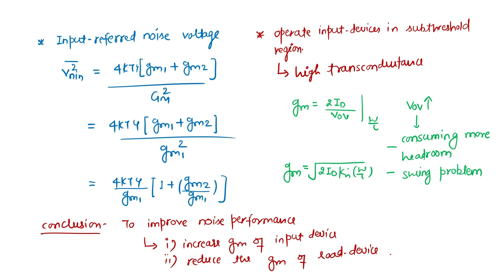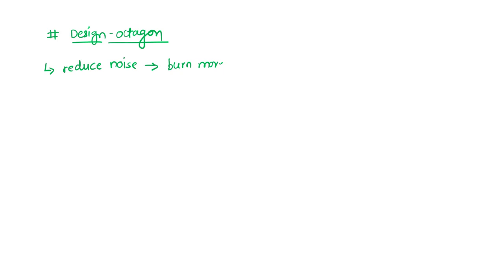So there is a design octagon. From this example itself, we can see what parameters we have to consider. If we want to reduce noise, then what is happening? You have to burn more current. Burning more current means more power is required. So ultimately, what we can see is that nothing can be done without worrying about the others.